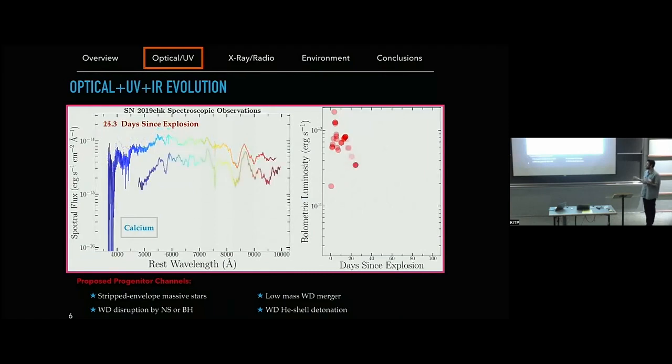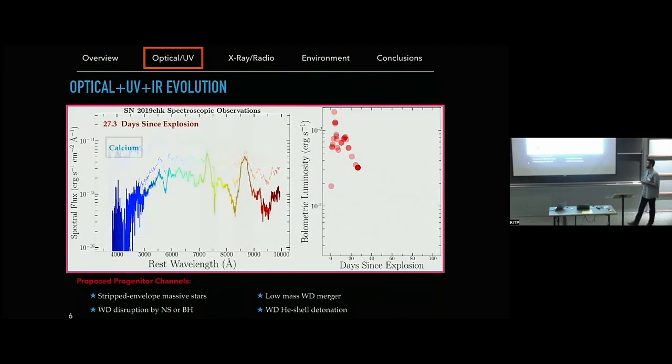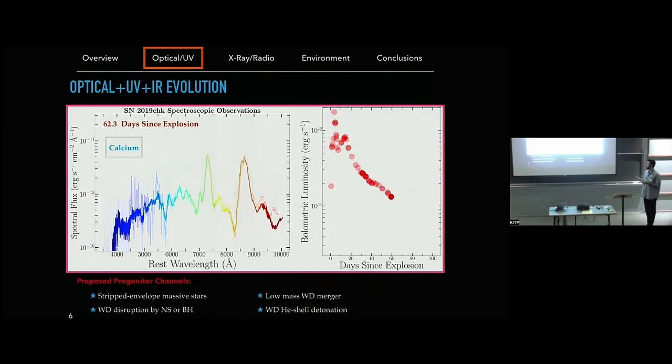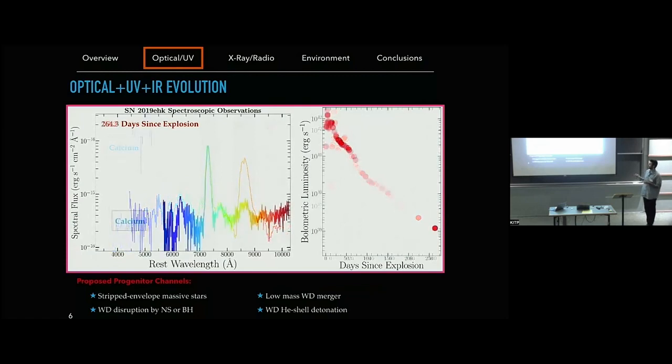White dwarf disruption by a neutron star or black hole, that's pretty exotic. I don't think we have a lot of evidence for that. But these two white dwarf scenarios, I think, hold a lot of promise for producing calcium-rich transients: low mass white dwarf mergers, disruption, something like that, or some sort of helium shell detonation. And as you can see at late times, we need a model that can produce these very, very strong calcium emission lines.